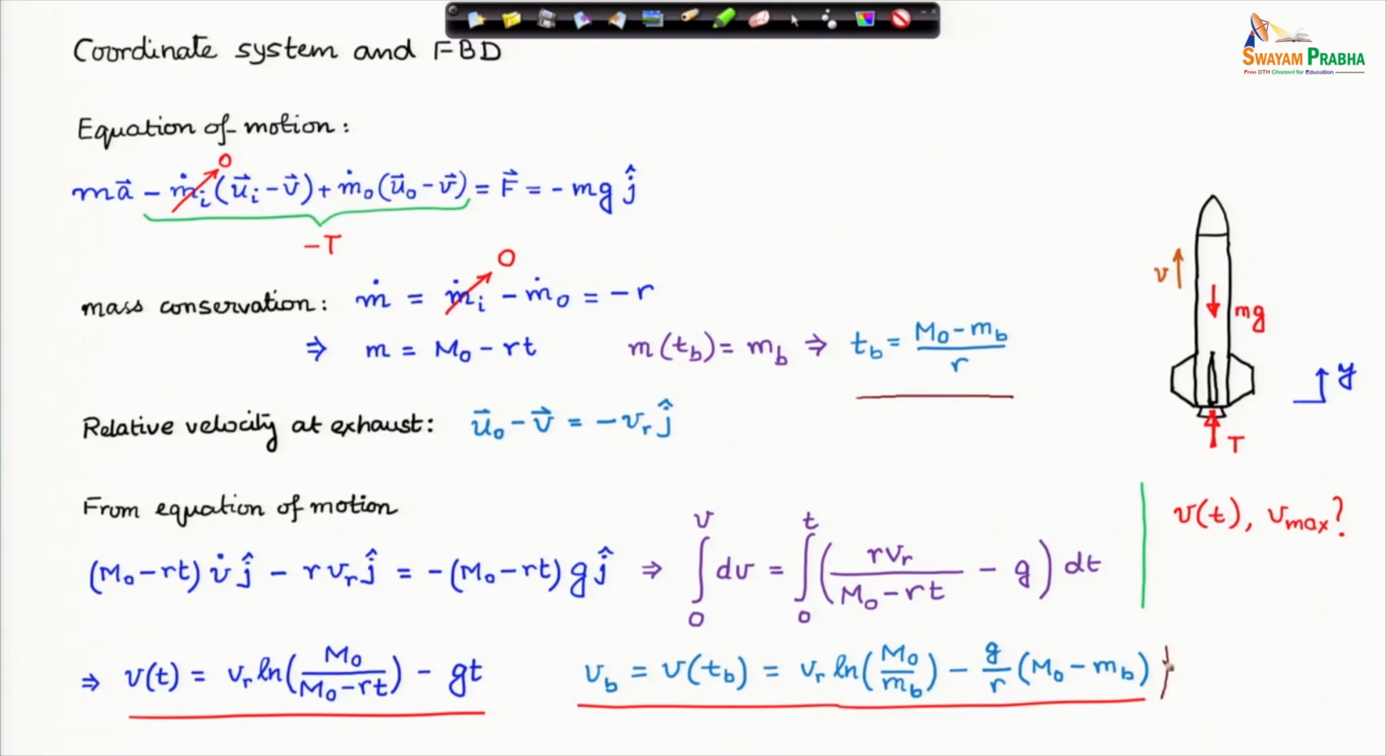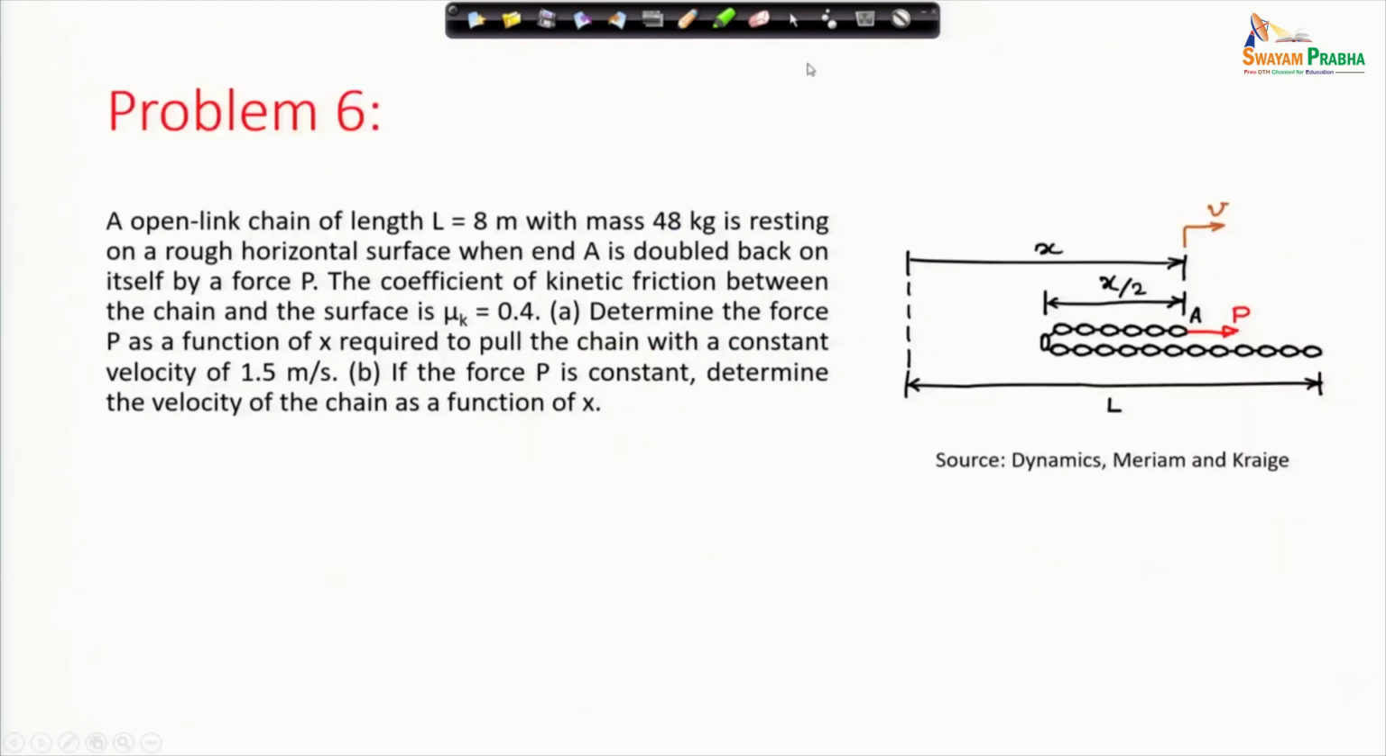It turns out to be this expression, and after this time it starts with this velocity and it is a projectile in a uniform gravitational field. You can find out the height attained, etc. So, that completes this rocket problem.